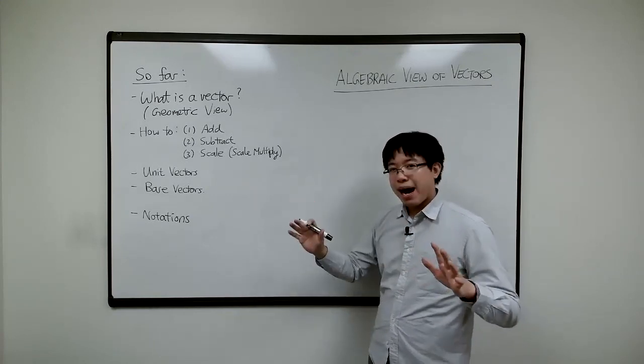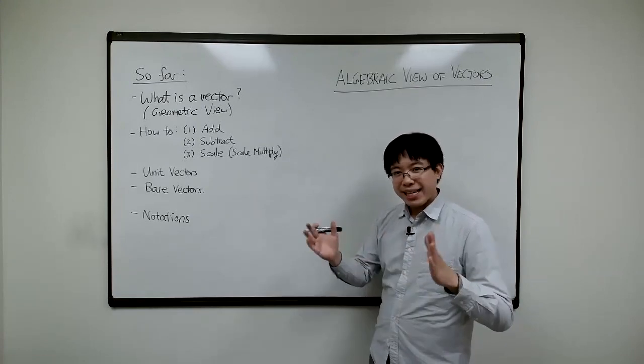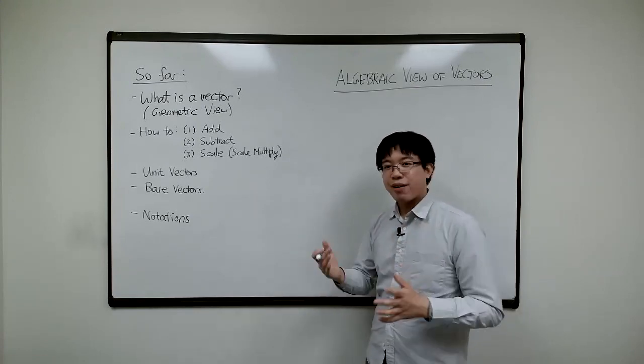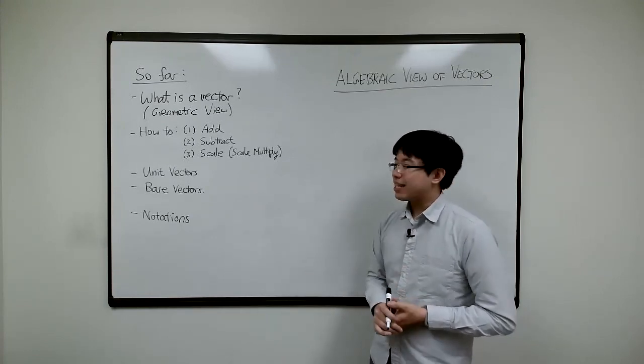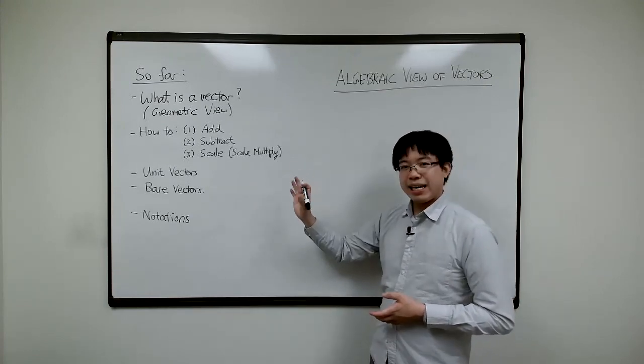We haven't talked about how you multiply vectors with vectors, so arrow times arrow. We haven't quite talked about that yet, and in fact that is very complicated. We'll defer that until later, and move on.